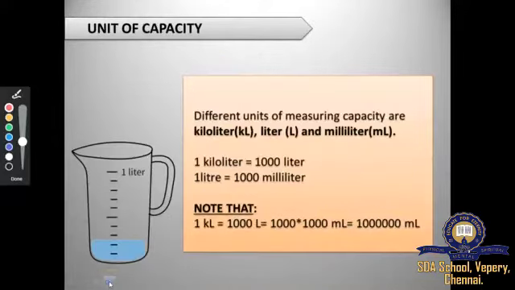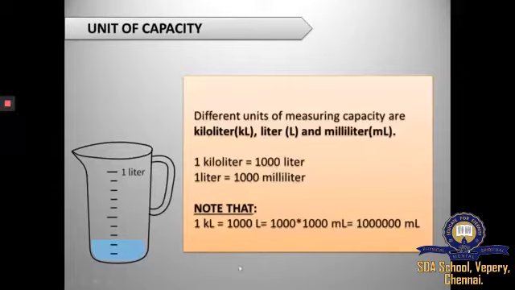Unit of capacity. Different units of measuring capacity are kiloliter, liter, and milliliter. Kiloliter is represented by KL, liter by L, and milliliter by ML. 1 kiloliter is equal to 1000 liter. 1 liter is equal to 1000 milliliter.